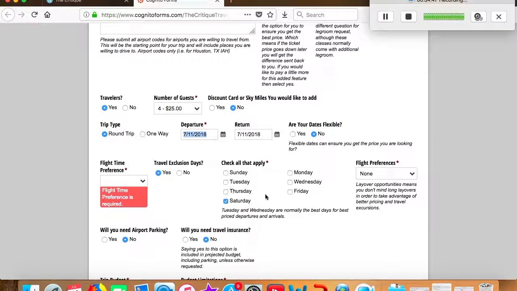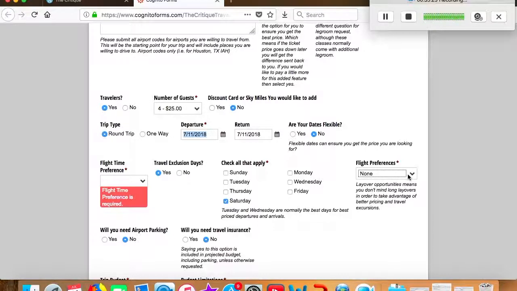So if you have specific days that you will not travel, then if I see any good flights on that day, I just keep moving. Flight preferences: none. If you don't care whether or not you have layovers, then just click none. If you want non-stop, then click non-stop. Now, if you click non-stop, once again, the prices for non-stop trips are more expensive. So meeting your budget is going to be a lot more difficult if you require a non-stop flight.